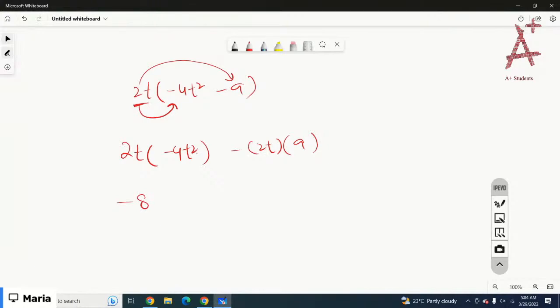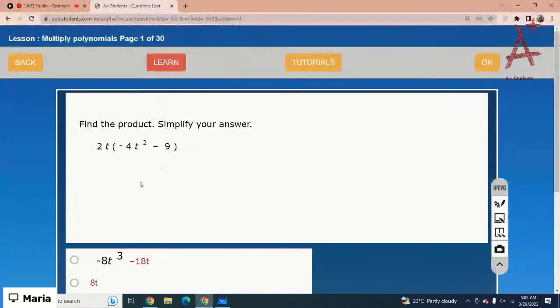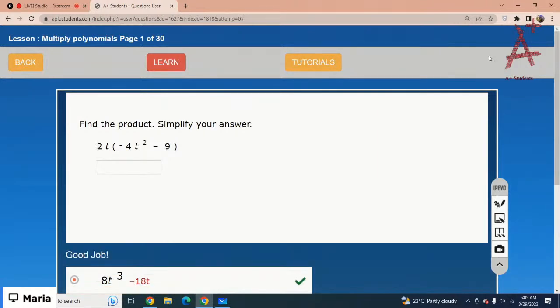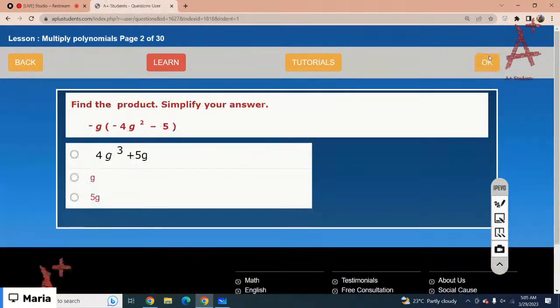Here you have t square and here you have t. So when you multiply them, their powers must be added. So it would be negative 8t cube. Then you have 2 times 9 is 18. So it would be 18t. Got it? So the correct option is negative 8t cube minus 18t. Got it? Option number 1 is the correct option. Just select the correct option and click on the OK button. If you already know the answers, you can just write down the answers in the chat box.